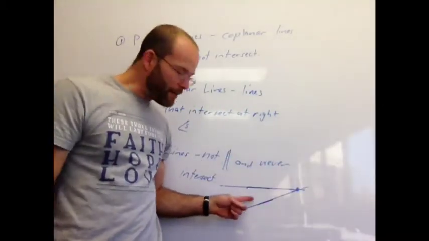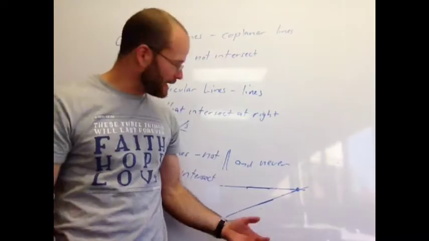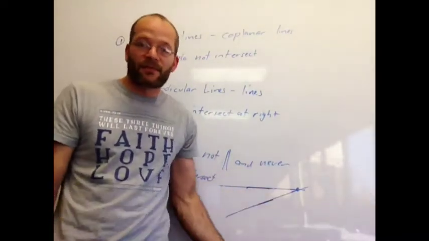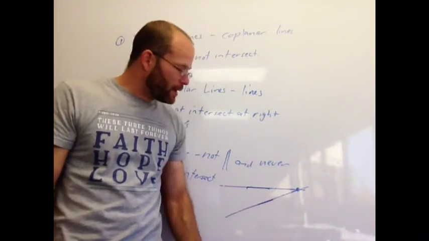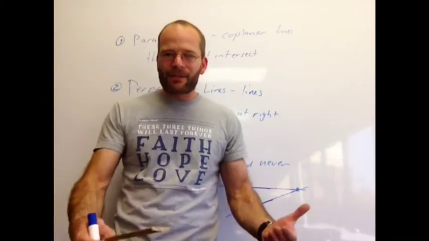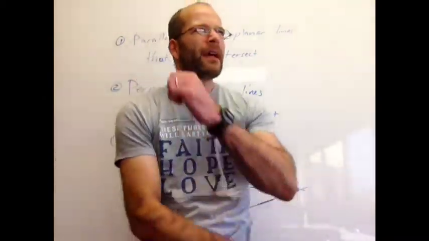So these are not parallel lines. They're not perpendicular because they don't intersect at a right angle. They're not skew lines because skew lines never intersect. These are just plain old intersecting lines. We don't have a special name for them. Okay? So how do we represent skew lines? To do that, we have to step outside the paper, so to speak.